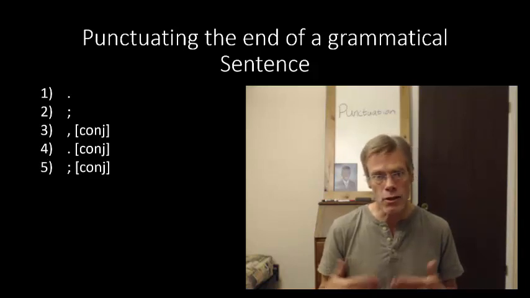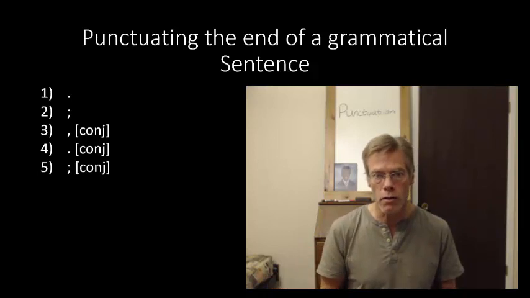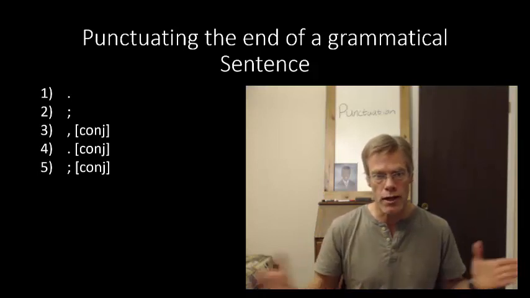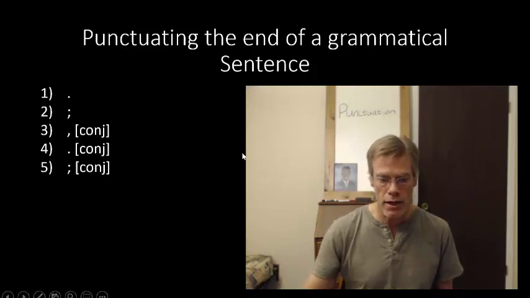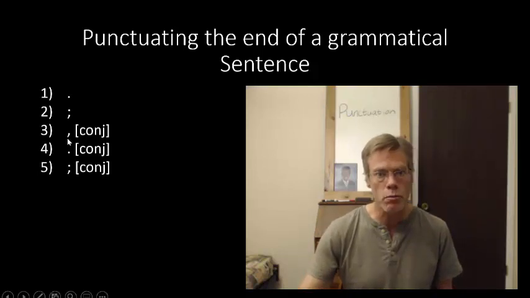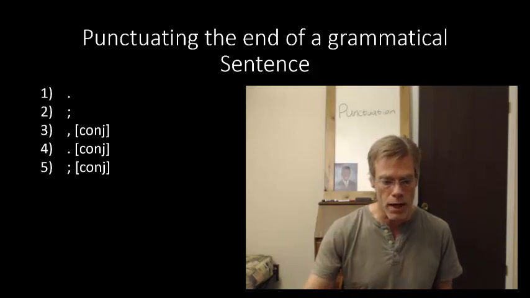Another possibility, and this one is more marked, this is a rather unusual case, would be to use a semicolon followed by a conjunction. So there, again, we've got one punctuated sentence, but here, instead of using the comma, which would be the unmarked way to do it, you use a semicolon. And I'm going to leave it to you to think of reasons why you might do that.